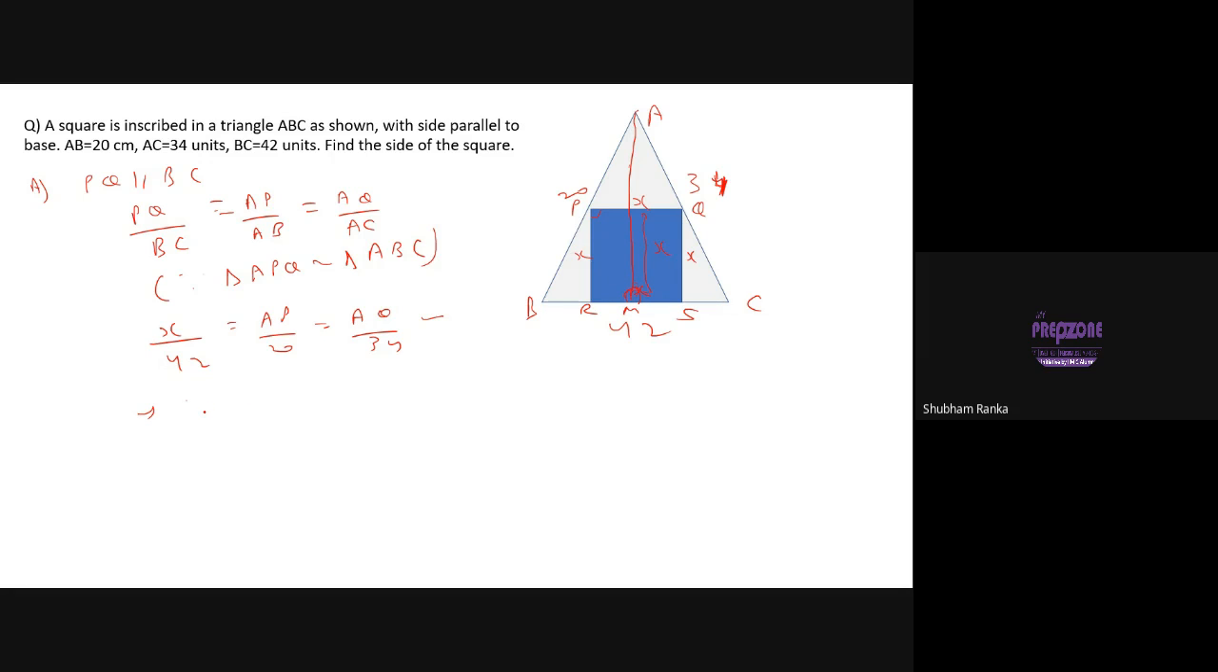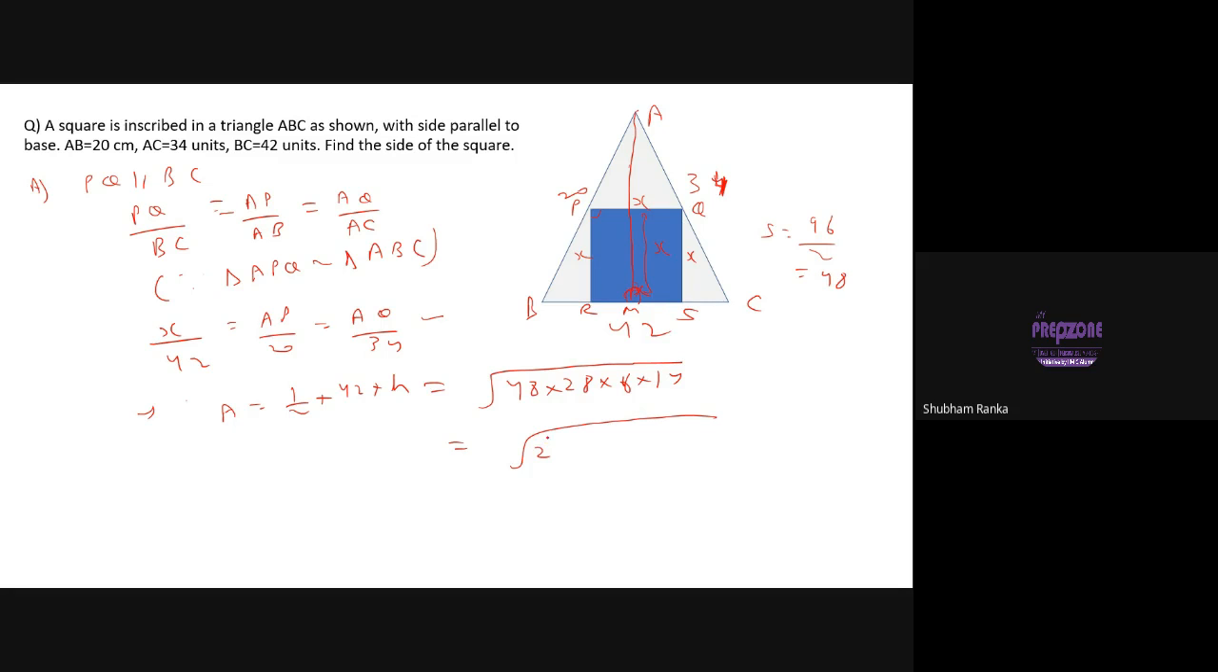How can we find out AM? For the area of a triangle, we know that it is half into base into height, so half into 42 into h. Also, we know that all the three sides are given, so we can use Heron's formula as discussed to get the area. So the semi-perimeter, if we quickly calculate, 20 plus 34 is 54, 54 plus 42 is 96. So the semi-perimeter is 96 by 2, which is 48. So this will be root over 48 into 28 with respect to 20, 6 with respect to 42, and 14 with respect to AC.